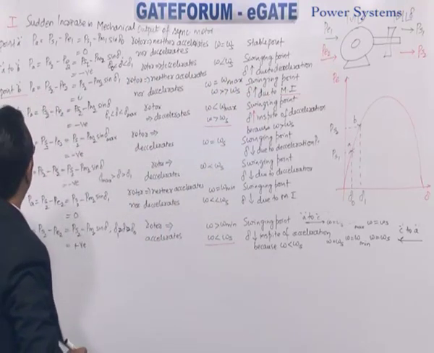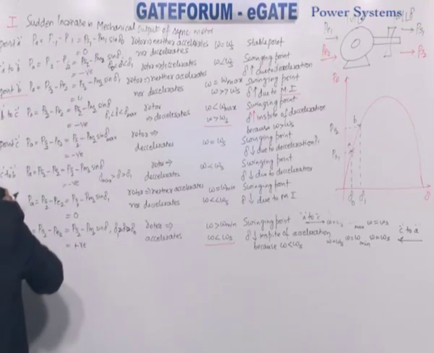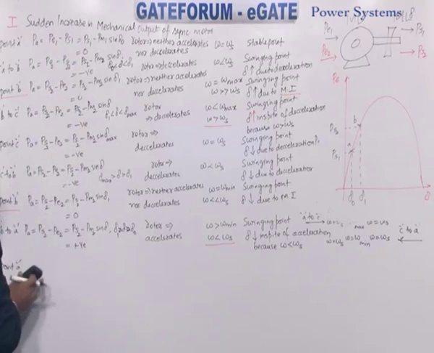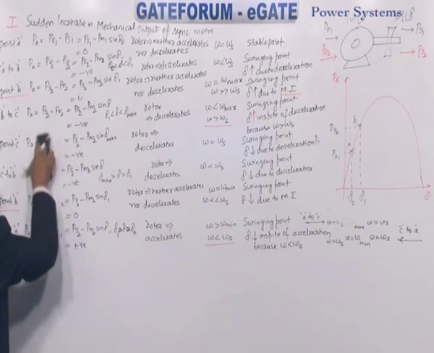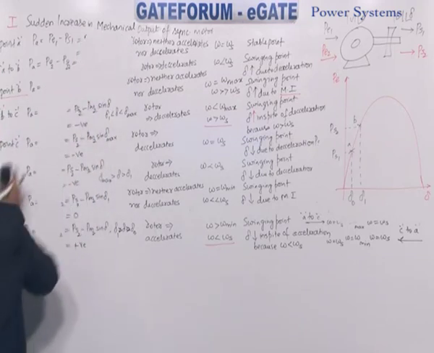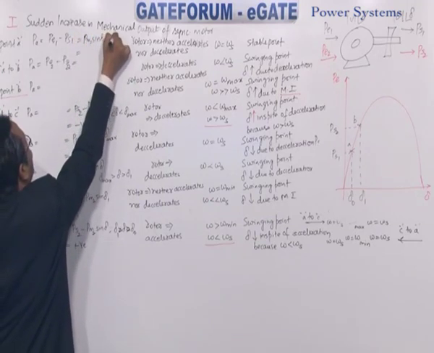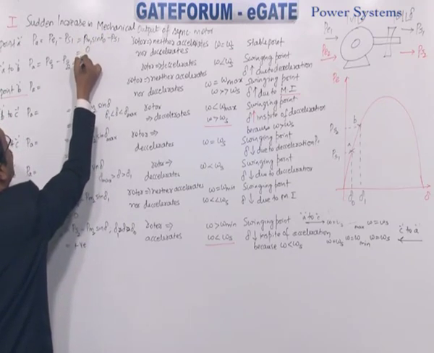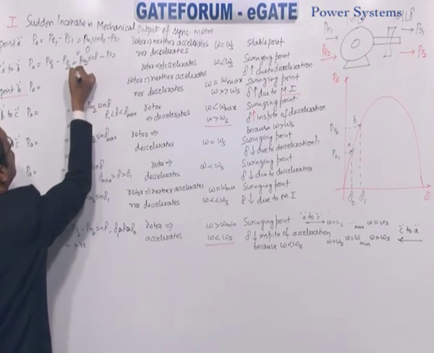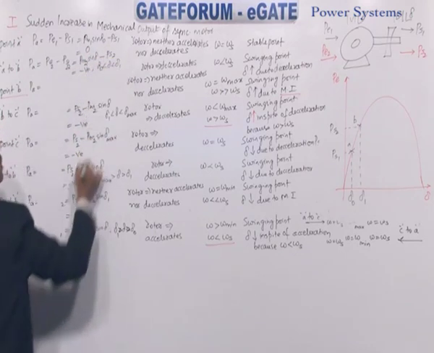What about PA? So every time you mention here electrical input, mechanical output, PE1, PE2. So what will be this PE1? PM1 sine delta naught. Here the difference is 0. What about this one? PM2 sine delta minus PS2. This difference is negative. And what is the range of delta? Between delta naught and delta 1.